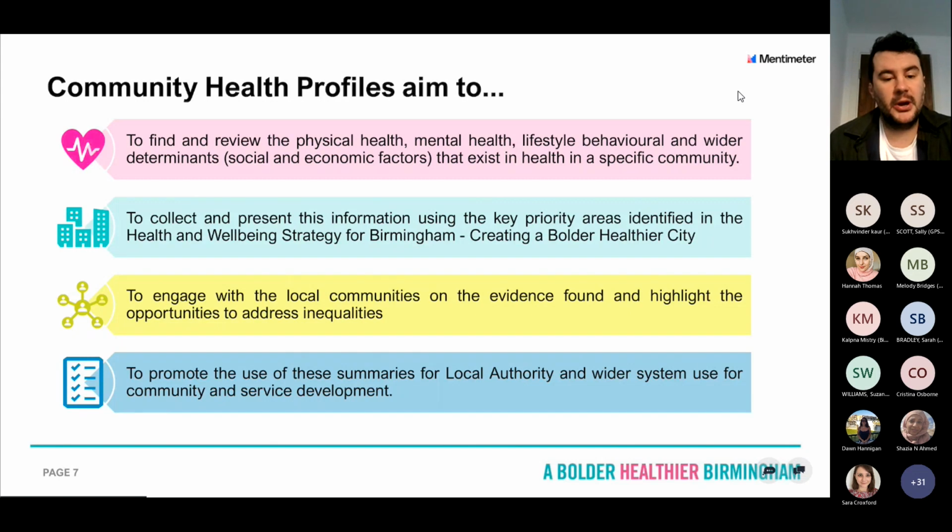The idea is to promote and use these for local authority use, for wider system use, and for community and service development. Really trying to push towards a case of using an evidence base as much as possible within the work that we do. And these profiles are really a great step towards achieving that. Next slide, please.